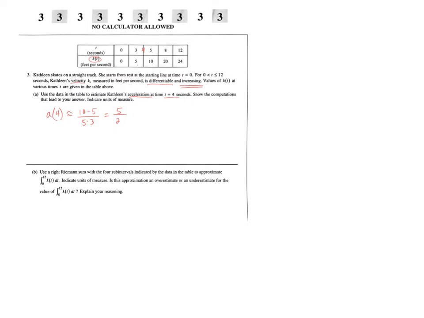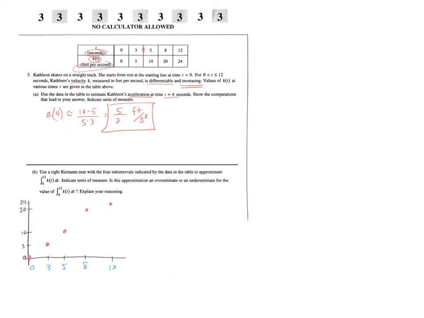It says show the computation that led to your answer and include your units. Real easy. Your numerator is feet per second, and your denominator is seconds. 5 seconds minus 3 seconds, so we can just write that as 5 feet per second squared. You should hope for one that's that straightforward.